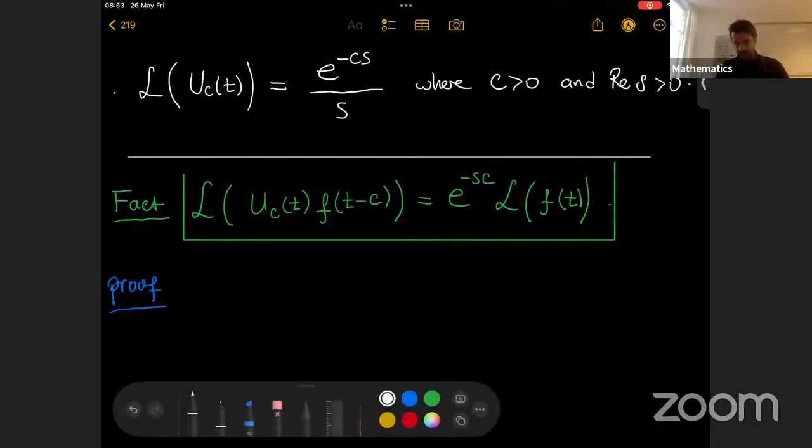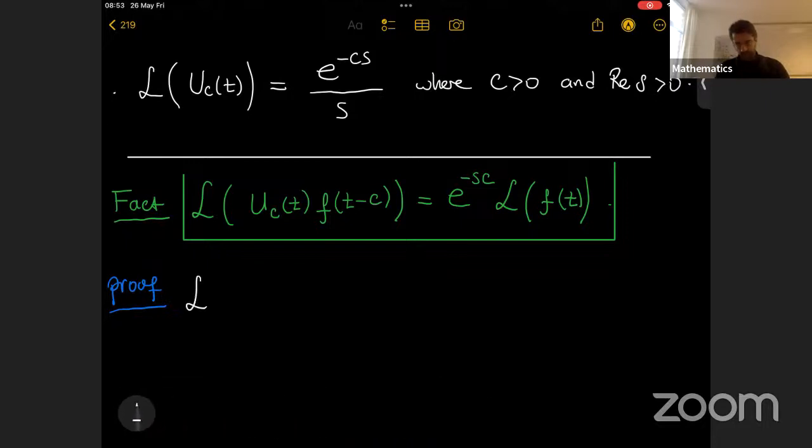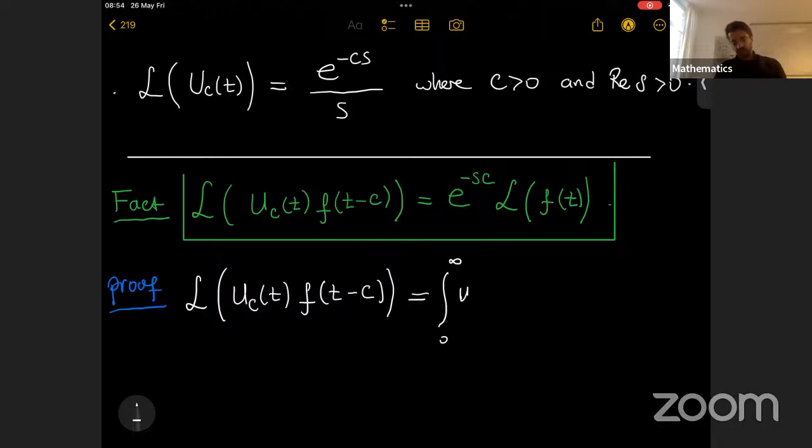Well, what is L of UCT f t minus c? We will compute this. It's basically the improper integral from 0 to infinity of UCT f t minus c e to the minus st dt. This is the definition of the Laplace transform.